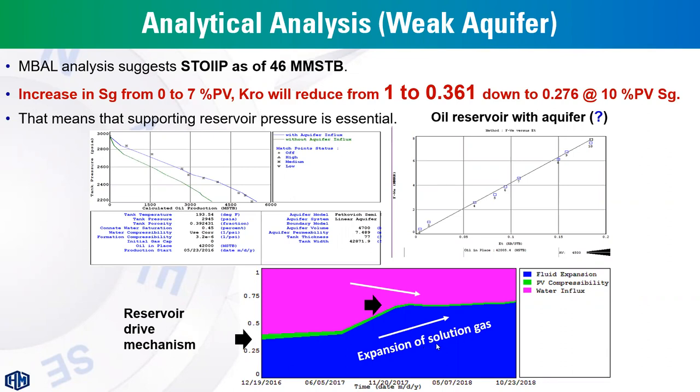For the reservoir driving mechanism, as you can see, at the early time the water influx is dominant in this color, and the expansion of solution gas is relatively small. But with more depletion in average reservoir pressure, the contribution of gas expansion of solution gas is increasing while the effect of water influx is decreasing. That means reservoir pressure support is very important.